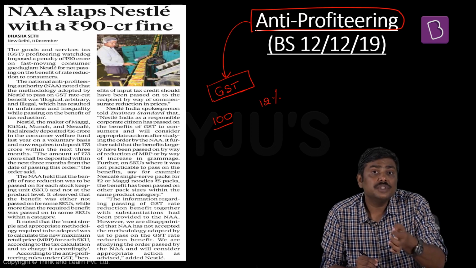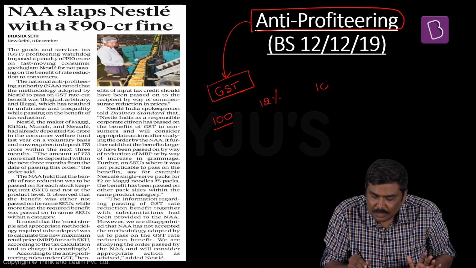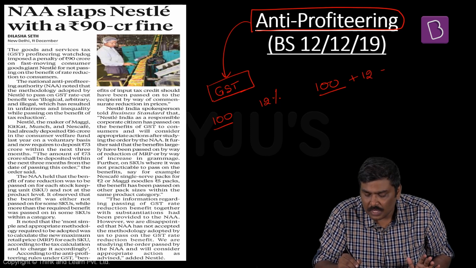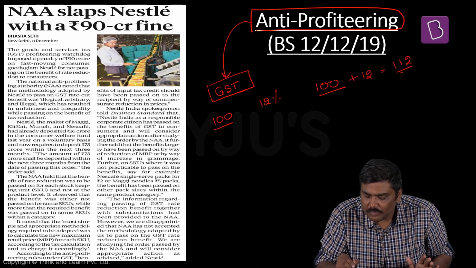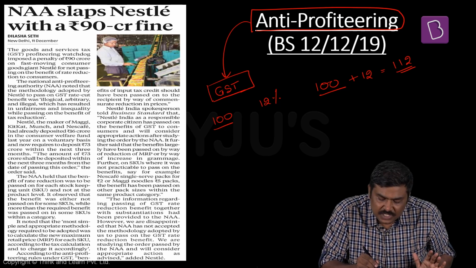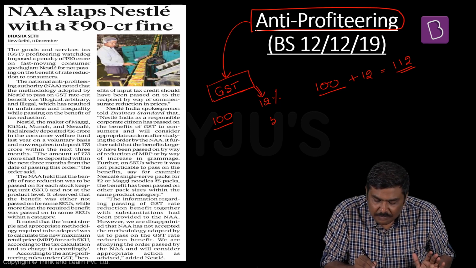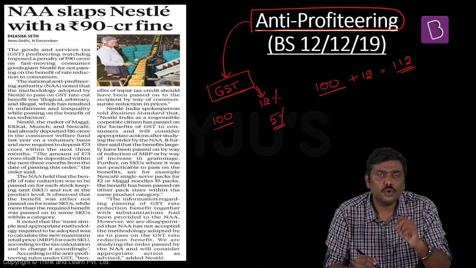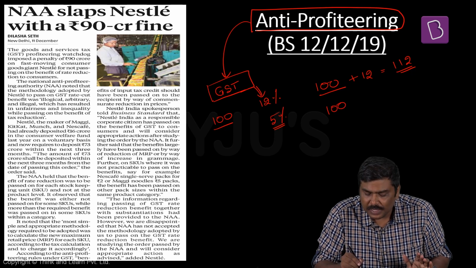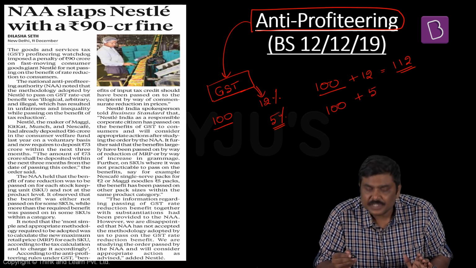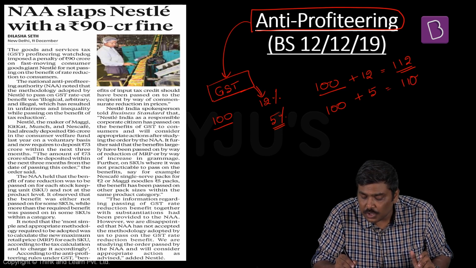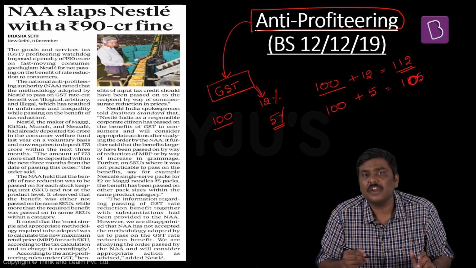So when this particular good is sold in the market, basically the market price will be 100 rupee plus 12% of 100, that will be 12, which will become 112 rupees. And let's say hypothetically, Government of India brought this particular good under the ambit of a 5% GST. So with this new taxation rate, the market price should be 100 rupee plus 5% of 100, which will be how much? 5 rupee GST, and the market price should come down to 105 rupees.